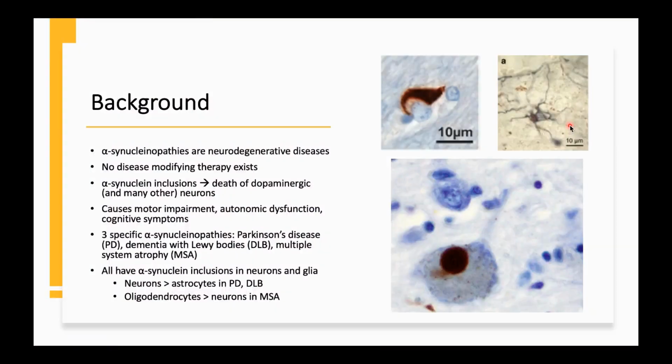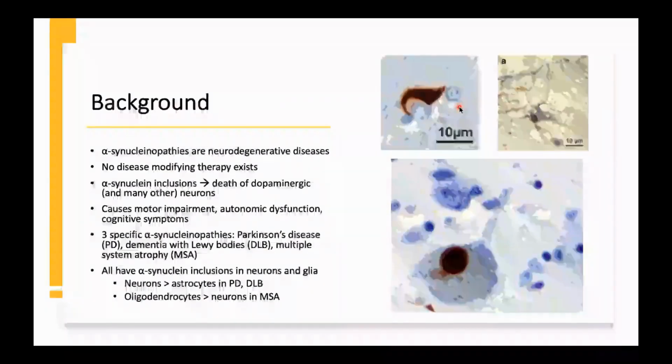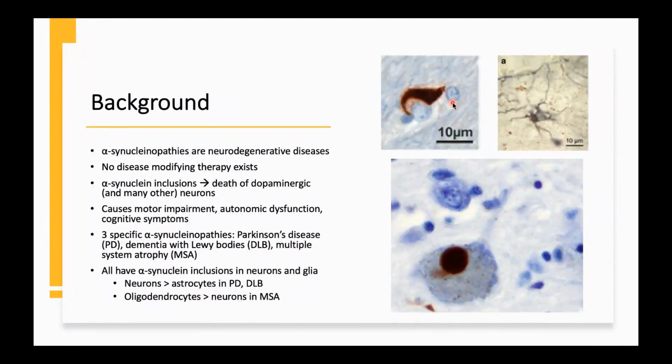In contrast, in multiple system atrophy, the predominant inclusions are actually glial. They're found in oligodendrocytes, and these are termed glial cytoplasmic inclusions and are really the defining feature of the disease pathologically. Additionally, there are also some inclusions in neurons in multiple system atrophy.